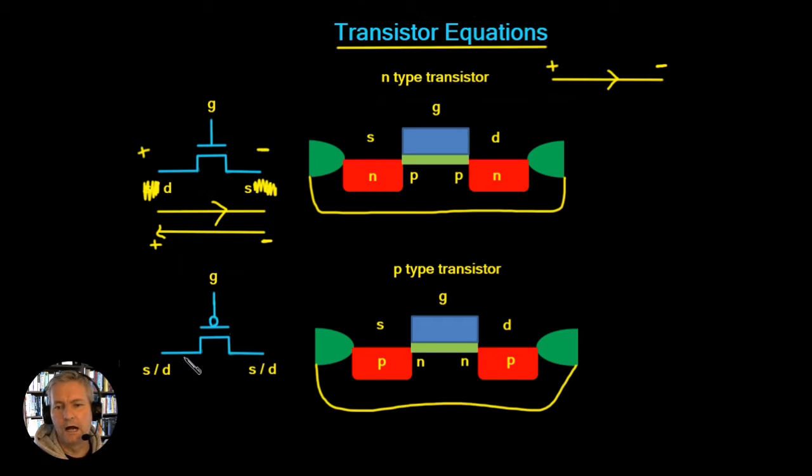Now let's see what happens whenever we come onto this device here. We're saying that the conventional current is in this direction. So this must be the positive terminal, and this must be the negative terminal. That is, this is the high voltage side, and this is the low voltage side. But the hole flow is in the opposite direction of the electron flow. So the hole flow is actually in this direction here.